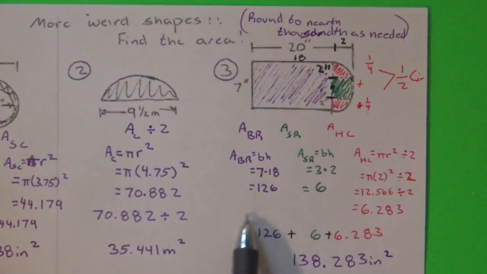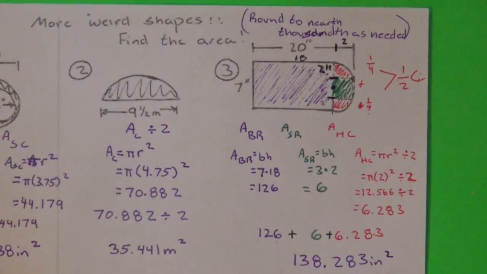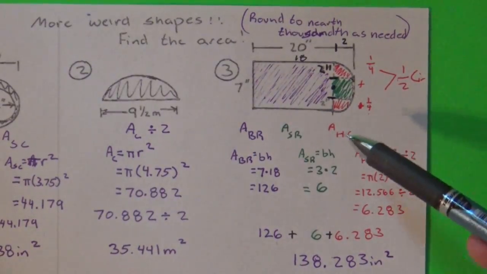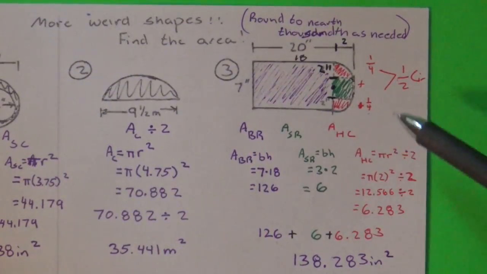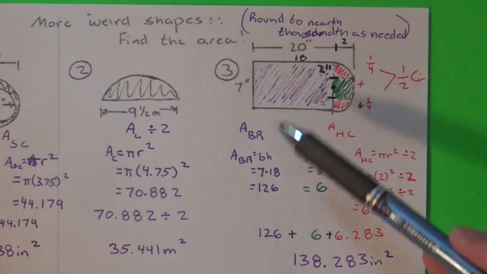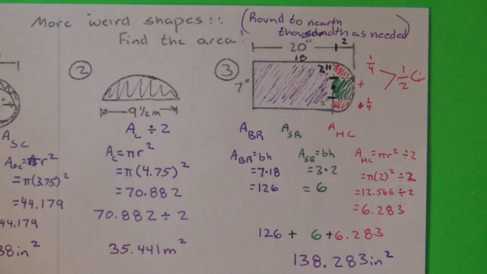Now that I know all 3 pieces, I know the 126, that's my purple box, my green box is 6, and my half circle is 6.283. Add the 3 together and I get 138.283 inches square. Now, I apologize if this wasn't very clear because my voice really is giving out. But if you got any questions on this particular one, because this is a hard one, ask me.